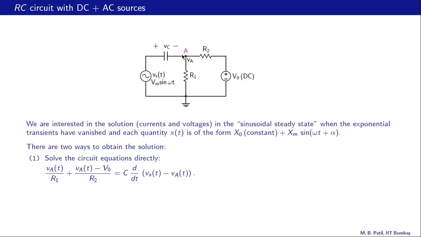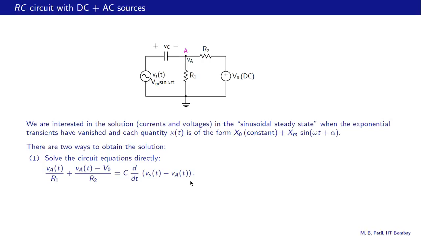And what is that current given by? It is given by C dVc dt. What is Vc? Vc is Vs with respect to this ground, Vs minus Va. So C d dt of Vs minus Va. So that is the equation that we get. That's one way of doing it.